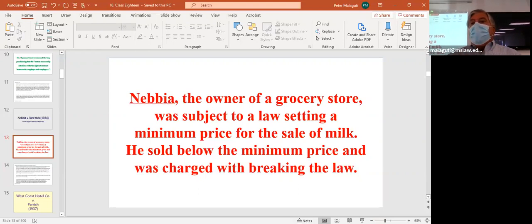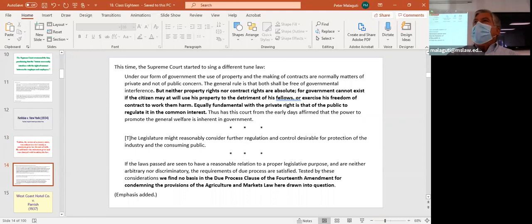Someone went in, bought the milk. The milk was below the minimum price that could be charged, and Nebbia is charged with violating the law. And here, probably an economic consideration to keep the industry, the dairy industry, profitable so that dairy farmers can make a living, and the like. And I'm sure some other policy reasons are behind it.